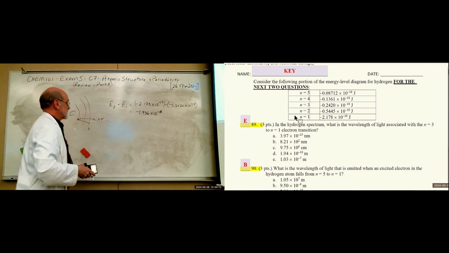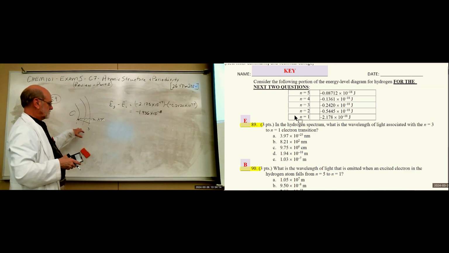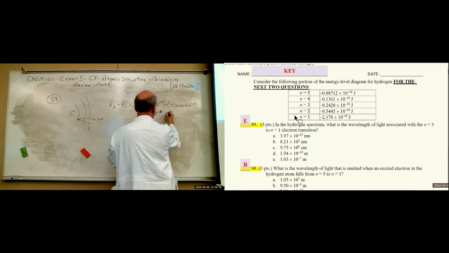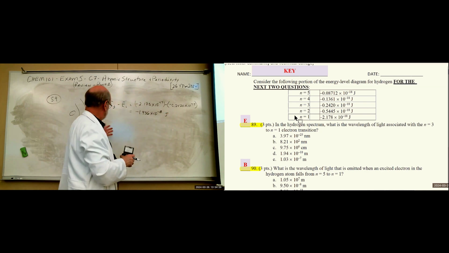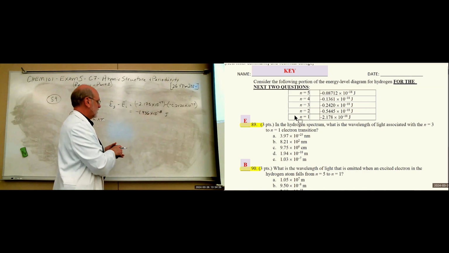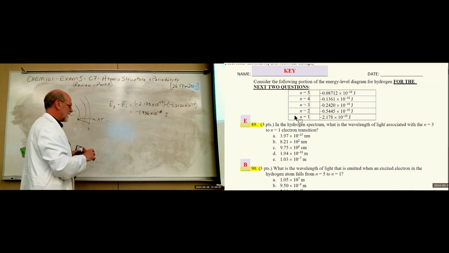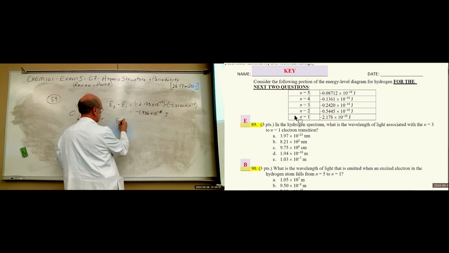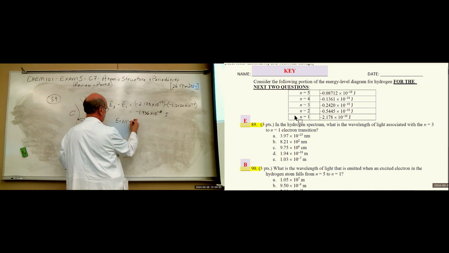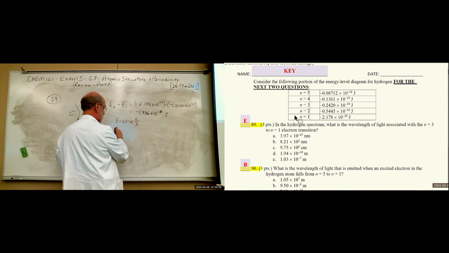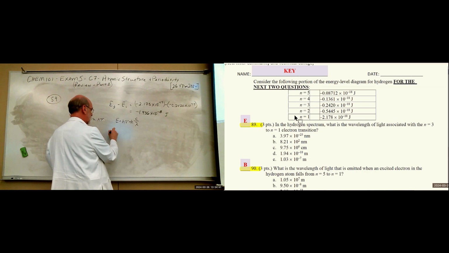Now that tells us this is the amount of energy that was given up, right? Because it's a negative sign, we lost energy. But if we're going to calculate the wavelength for this one, we have energy equals Planck times C over wavelength. We only need the positive value.